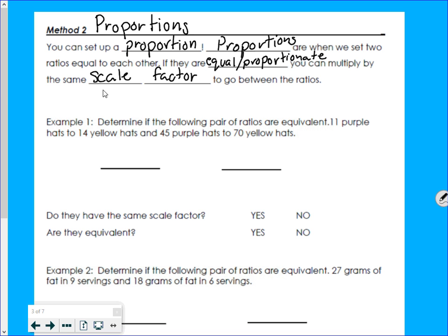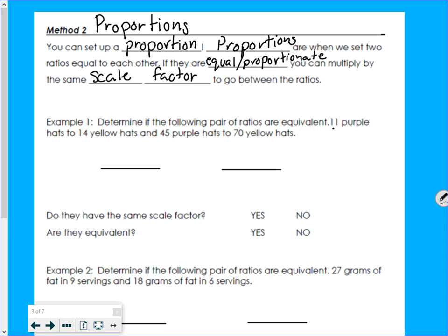So remember that when you're working with a scale factor, you are multiplying. Even if your number is getting smaller, so you're dividing, you can still multiply by the reciprocal in order to get the scale factor. So let's look at the first example. It says determine if the following pair of ratios are equivalent. 11 purple hats to 14 yellow hats, and 45 purple hats to 70 yellow hats.